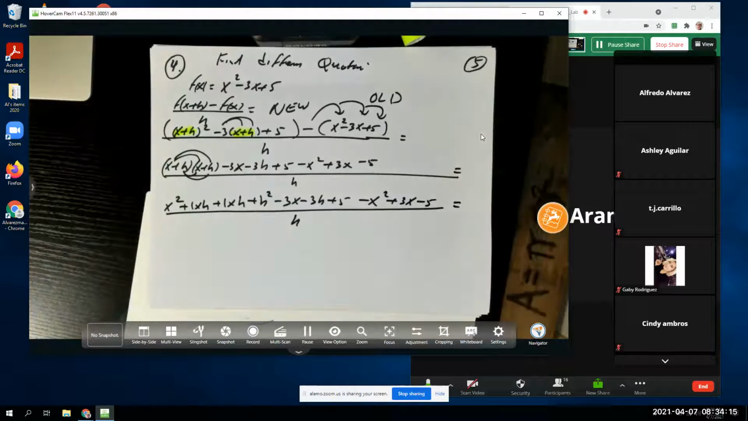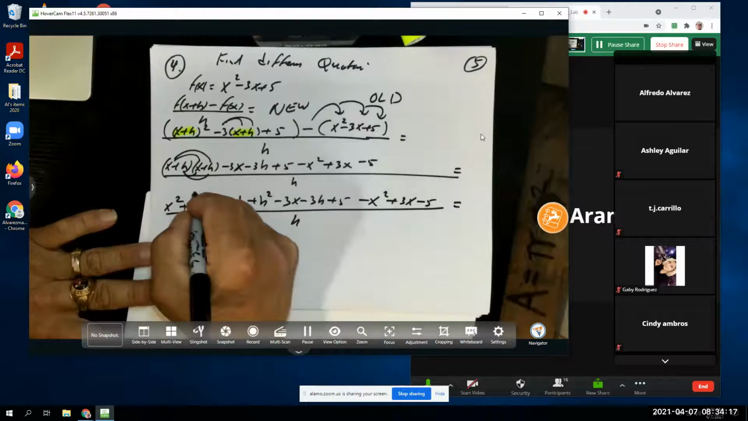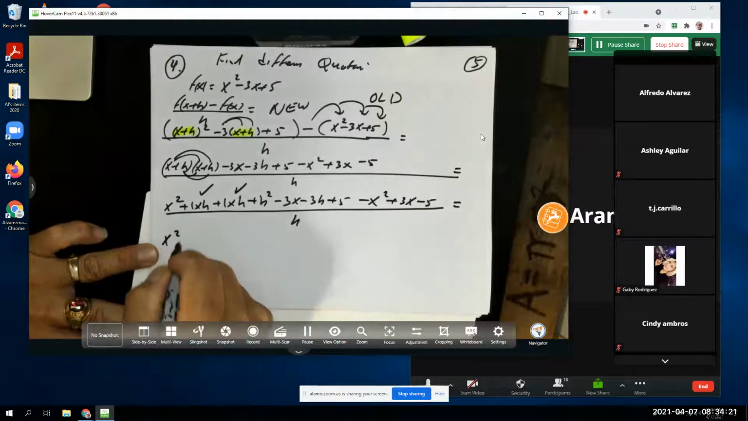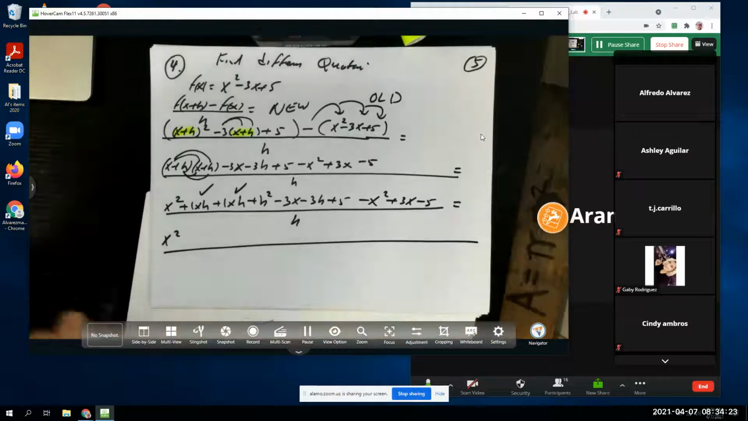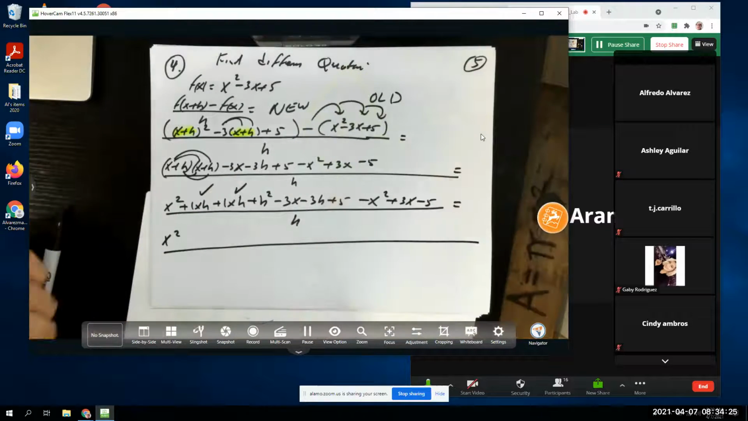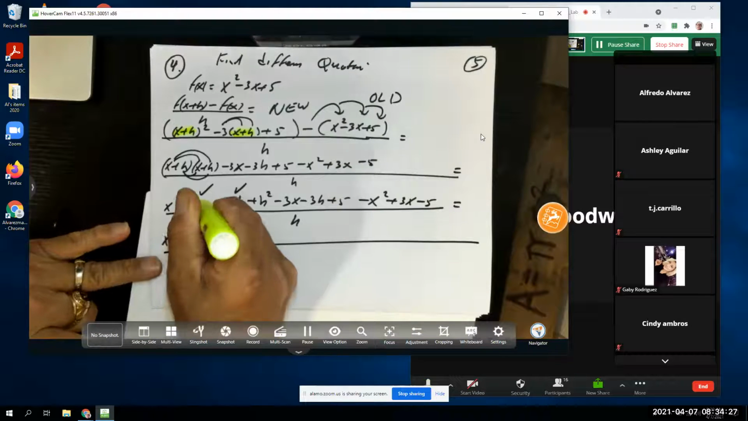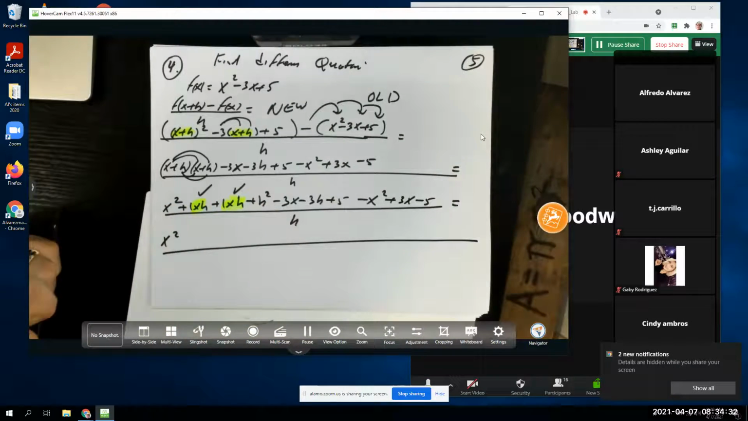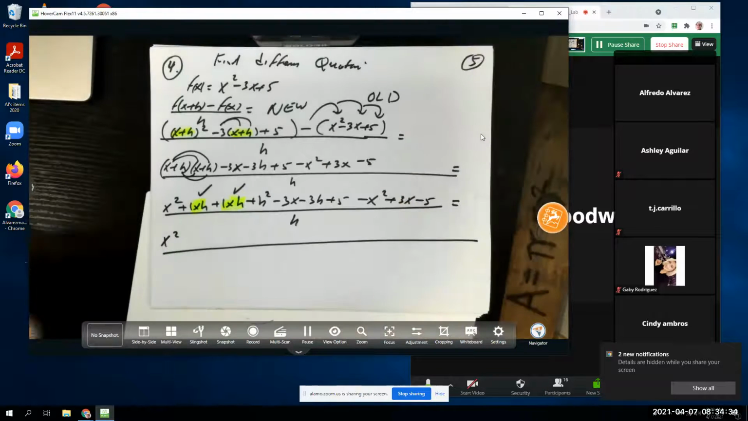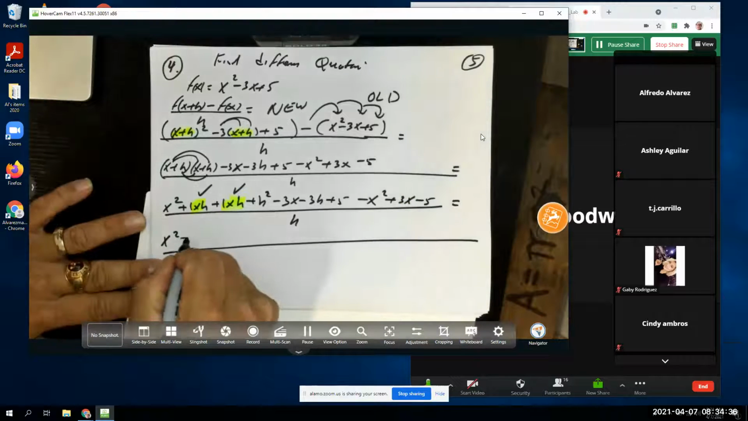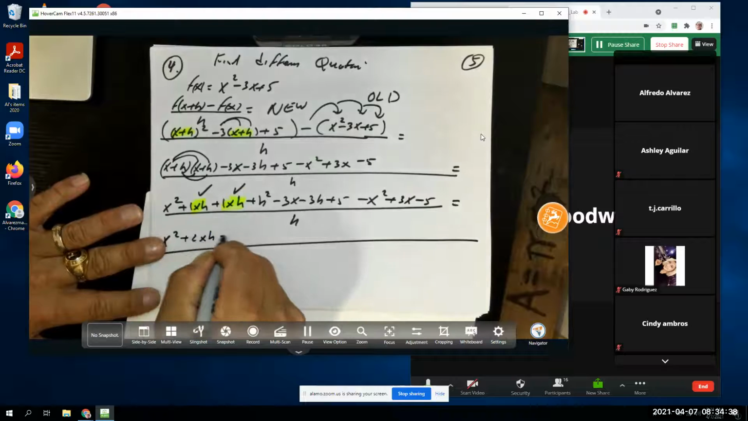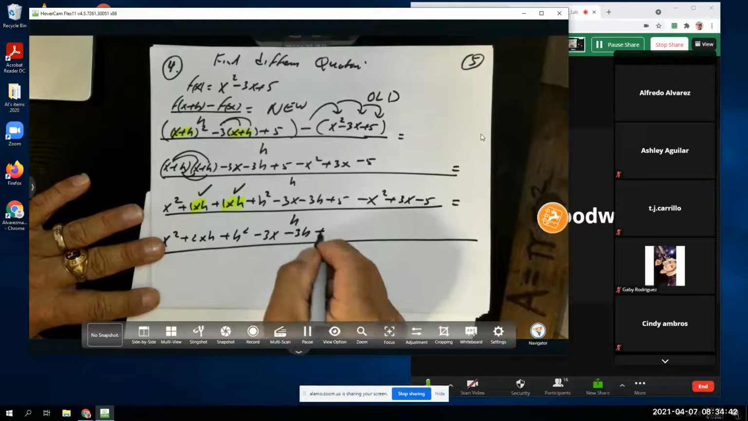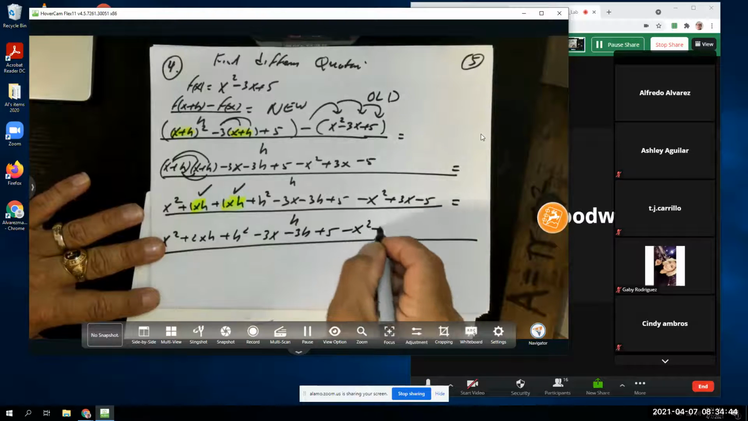Okay, so now the hard part, this right here. What is 1xh and 1xh? How much is that? What is 1xh plus 1xh? What do you think this is going to be? Add to 1xh. Give me the answer. Yep, that's right. 2xh. Plus h squared minus 3x minus 3h plus 5 minus x squared plus 3x minus 5.